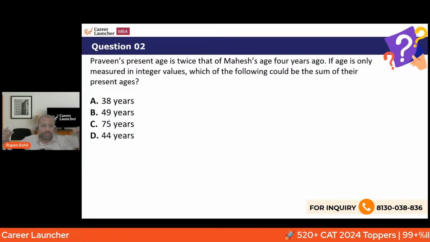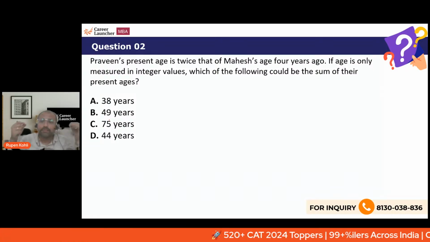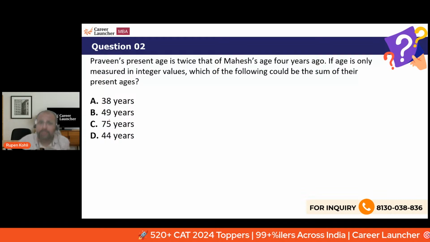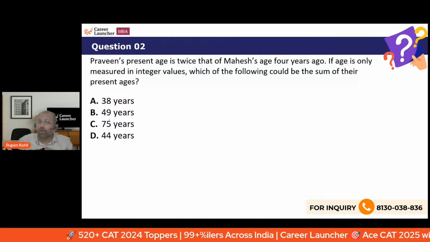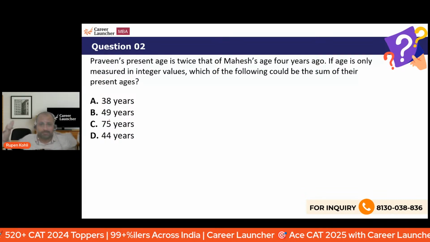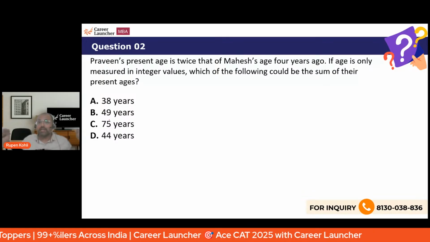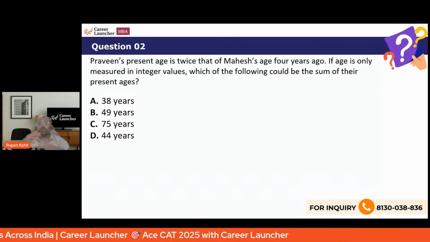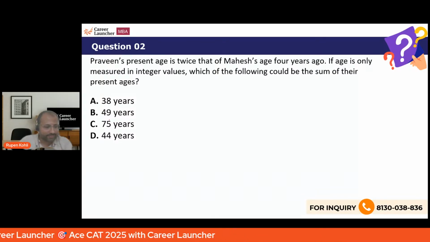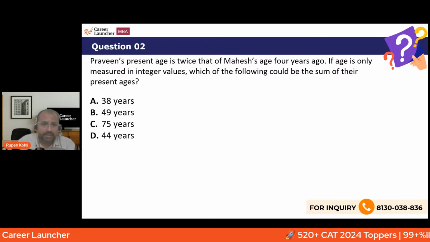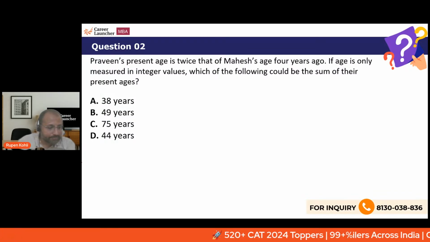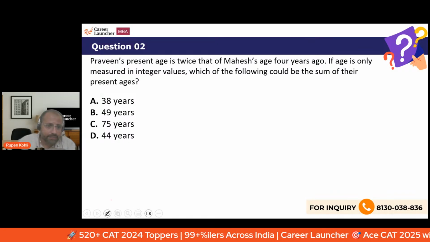Means what I'm trying to say, the question is very clearly telling you that you will not be able to solve for the ages of the two people. Don't have that expectation. You're being asked for the possibility of the things, right? So let's see what we can do over here.